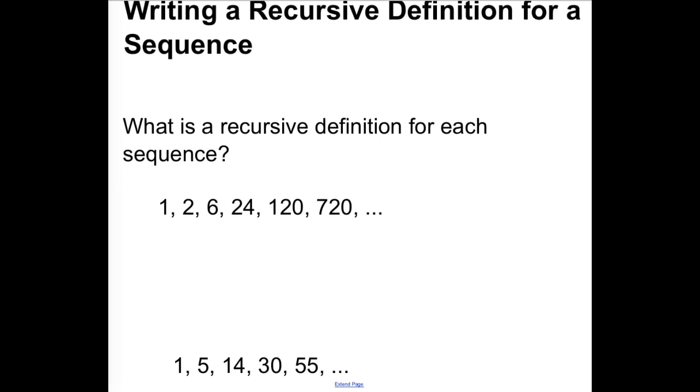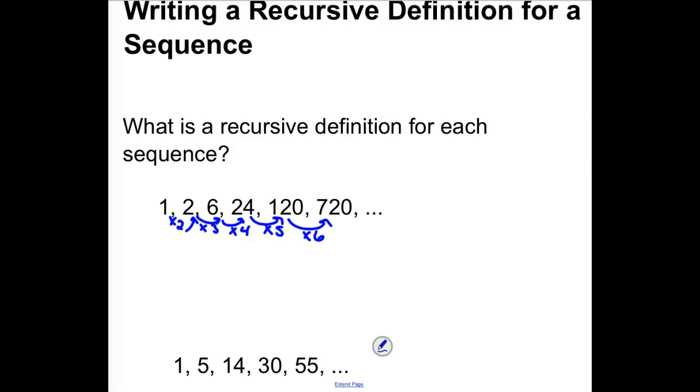We have a list of numbers, 1, 2, 6, 24, 120, and 720. We are trying to write a recursive rule. So we have to somehow figure out how each term is related to the one in front of it. So if we look at our list here, our first number is 1. We multiply by 2 and get 2. Our next number, we have to multiply by 3 to go from 2 to 6. 6 times 4 gets us 24. 24 times 5 gets us 120. And 120 times 6 would get us 720.